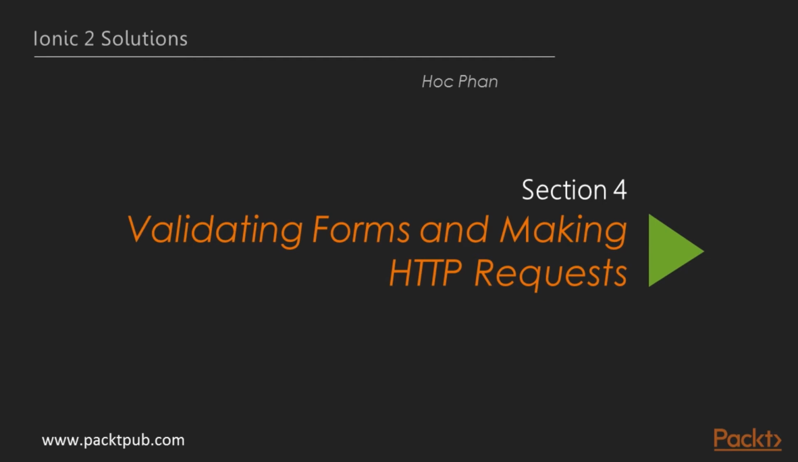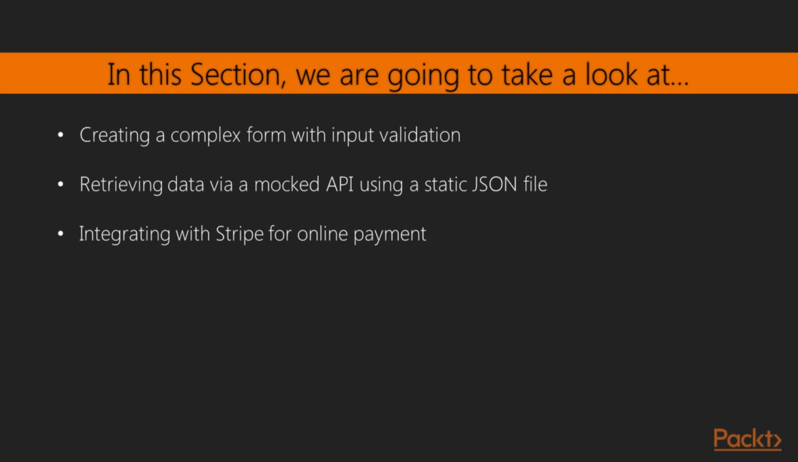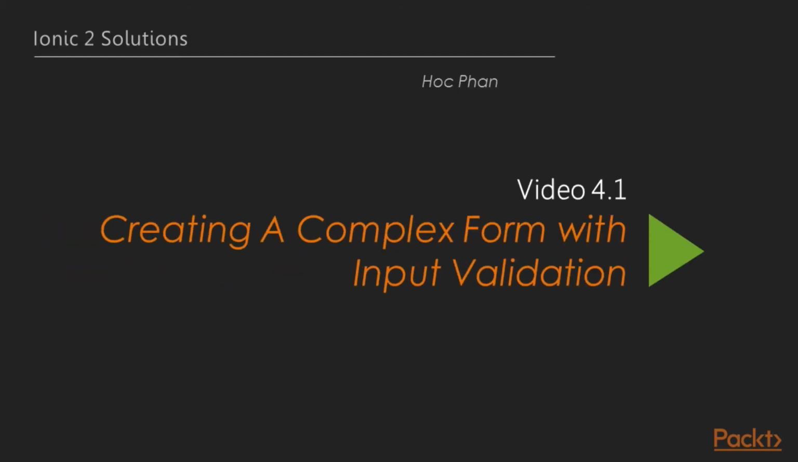Welcome to the section on validating forms and making HTTP requests. In the previous section, we learned about extending Ionic 2 with Angular 2 components. In this section, we'll see how to validate user inputs such as text, number, and required versus not required, and communicate the data to another page, learn how to render data without having an actual back-end, and also how to process payments using Stripe. Now we move on to the first video of this section that deals with creating a complex form with input validation.